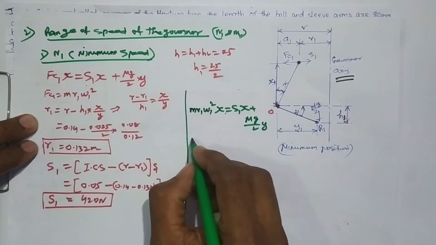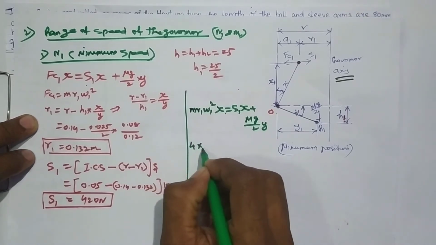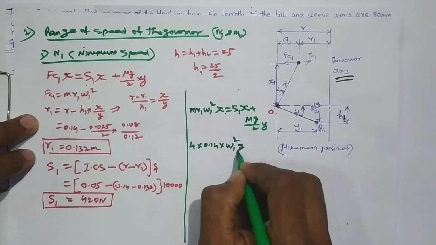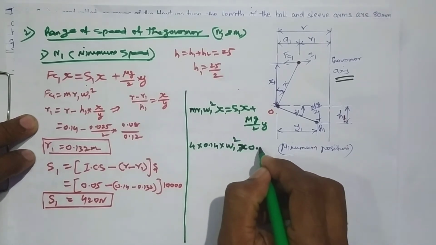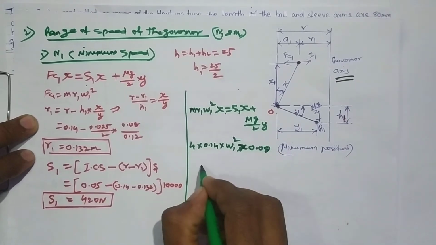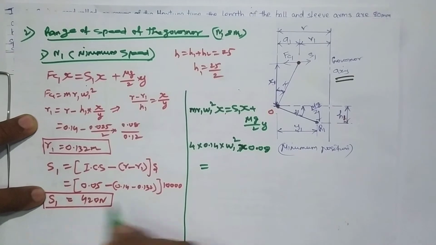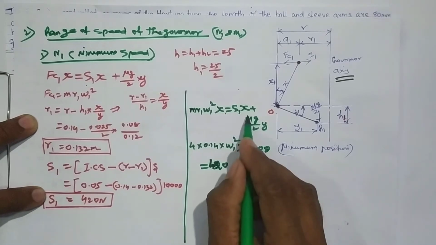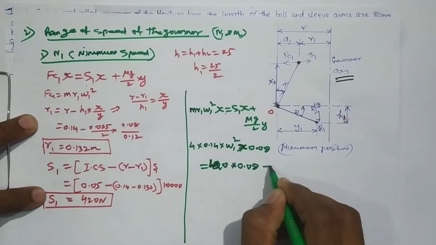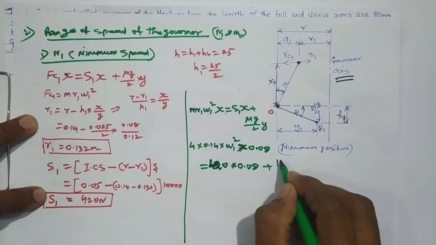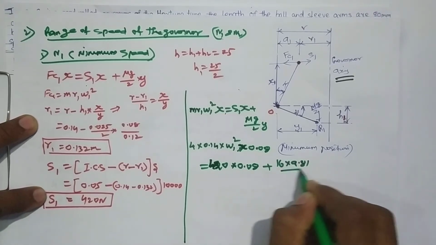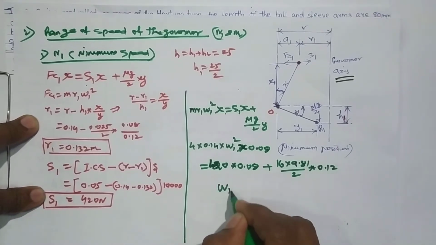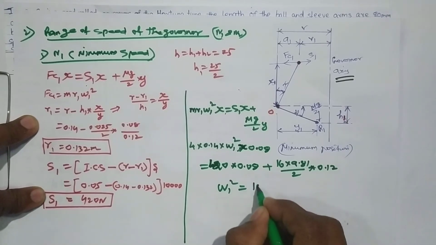So what is the m value? So m value you know that it is 4 into r1 value 0.14 into omega 1 square, which we don't know, right, into x value is nothing but 0.08, equal to s1 value you know that 420 into the x value 0.08 plus m value you know that 16 into 9.81 divided by 2 into the y value 120 mm, so 0.12. From this you can find out the omega 1 square, that is equal to 1019.